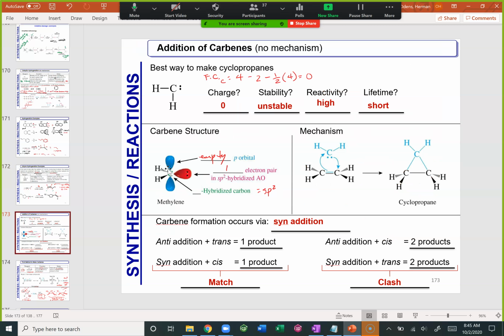And one more double slab mechanism. That's probably number 9. This will be your carbenes. Carbenes are really reactive because they don't have a charge, they're unstable, and the lifetime is short. Anything that is reactive, the lifetime is going to be short because they're going to take the fast lane in life and they're going to crash and burn or something like that. I don't know. But yeah.